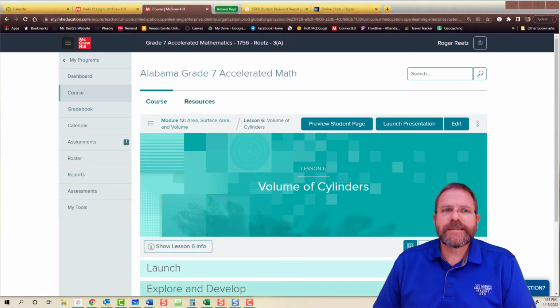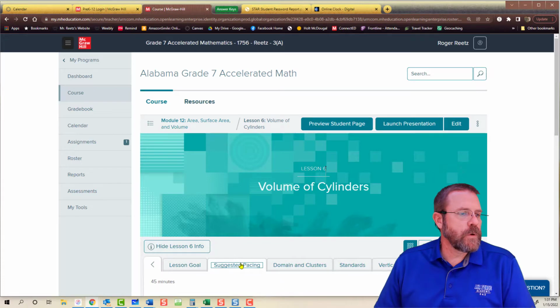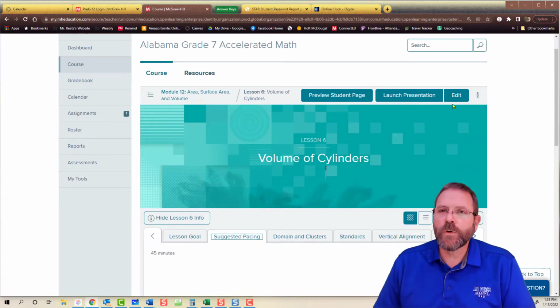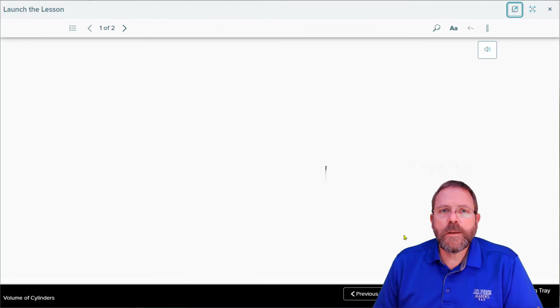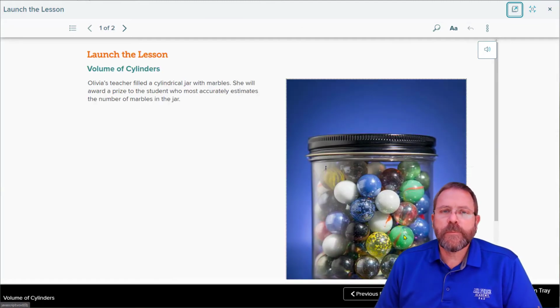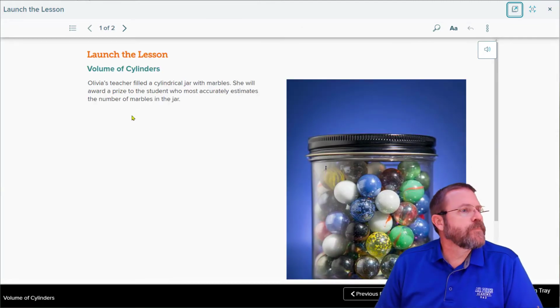Module 12, Lesson 6 covers the volume of cylinders. According to our pacing guide, we're looking at a one-day lesson, which works for me. Let's knock this out. It's really not that hard of a concept. It comes right back to the same thing we use with the volume of our other polyhedrons, where you find the base area and then you multiply it by the height.